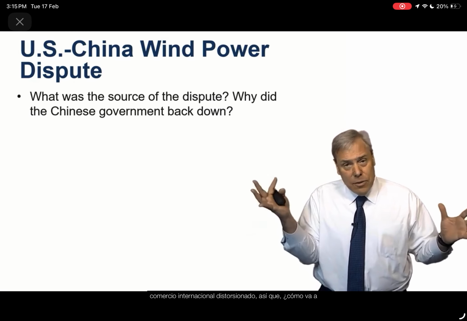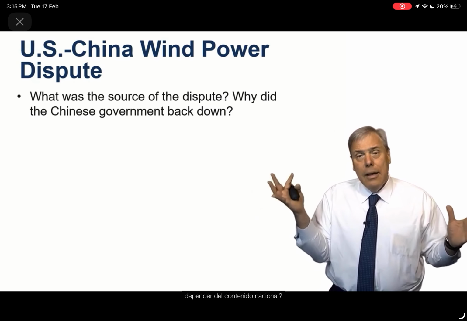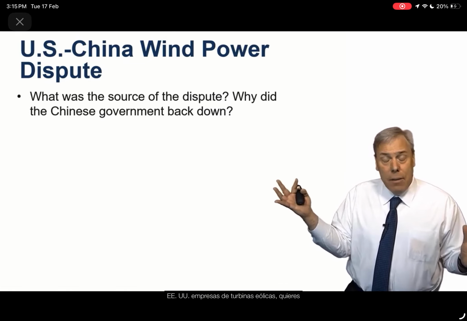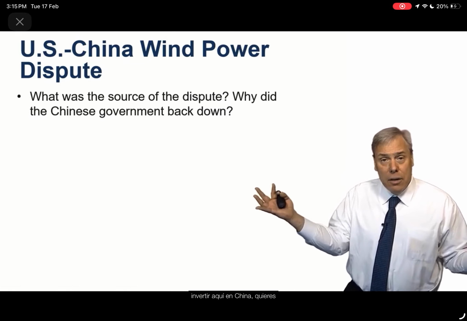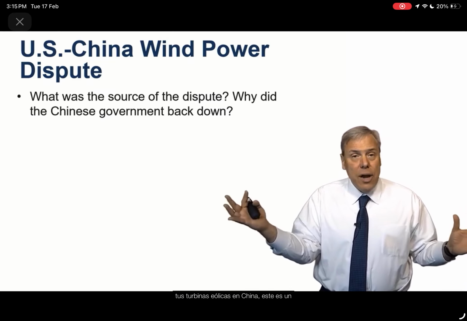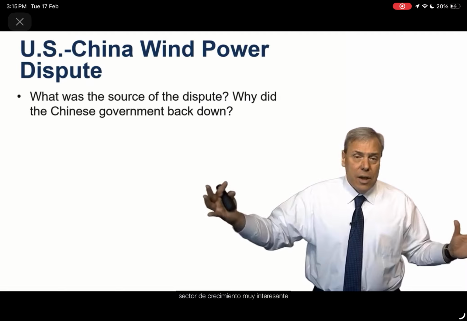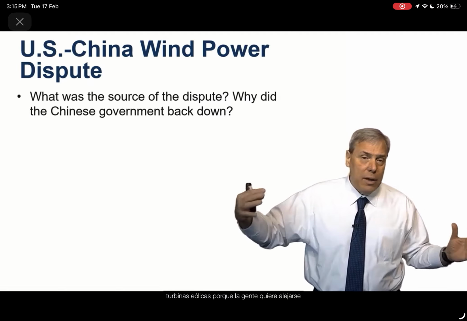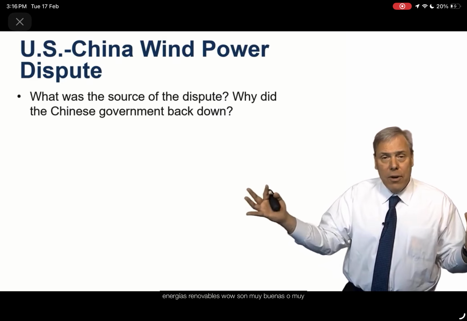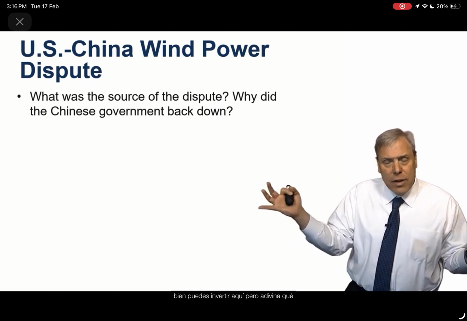So how was it contingent on domestic content? They were saying, okay, U.S. wind turbine companies, you want to invest here in China. You want to manufacture in China. You want to sell your wind turbines in China. This is a very interesting growth sector, wind turbines, because people want to get away from fossil fuels. They want renewable energies. Wow, they're very great. Oh, great. Okay, you can invest here.